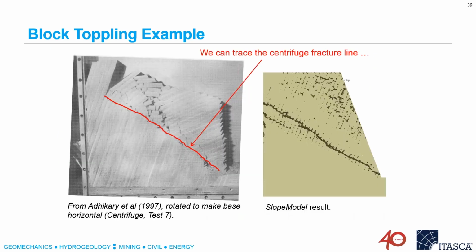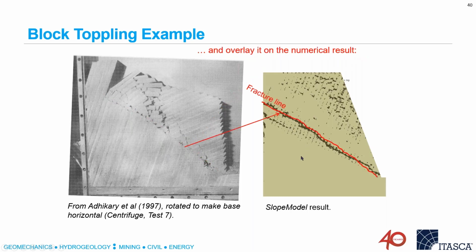And if we go back to the example of the centrifuge physical model, we've compared that to Slope Model as well. The representation on the right are Slope Model results. The physical model is on the left, and you can see there's very good agreement about where this lower fracture surface forms in the physical model and how it's represented in the lattice model. And it's really quite remarkable how close that is.